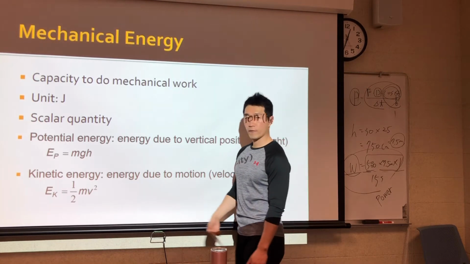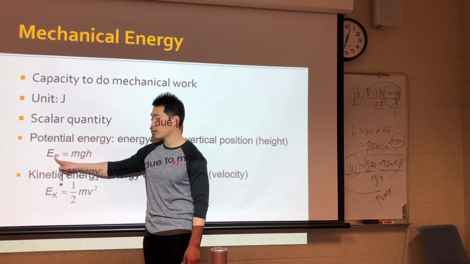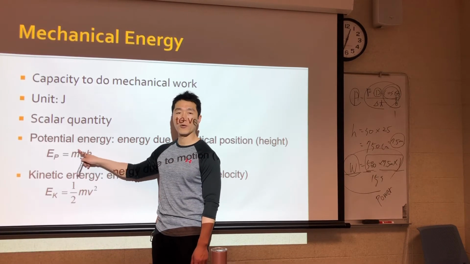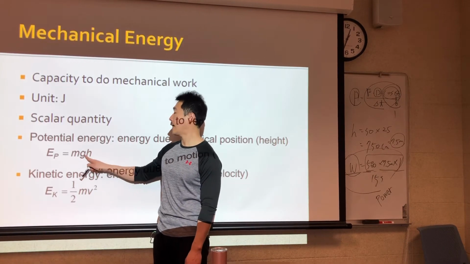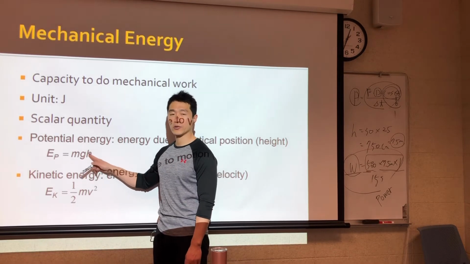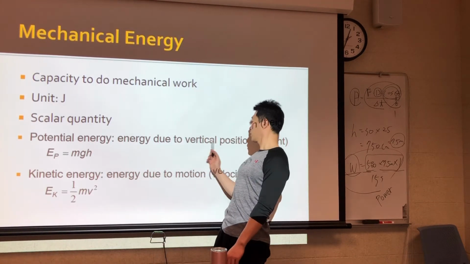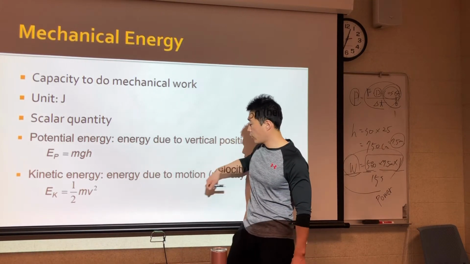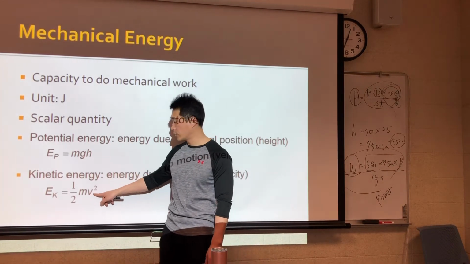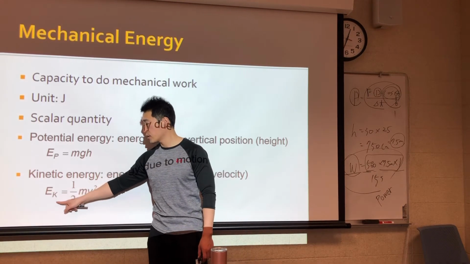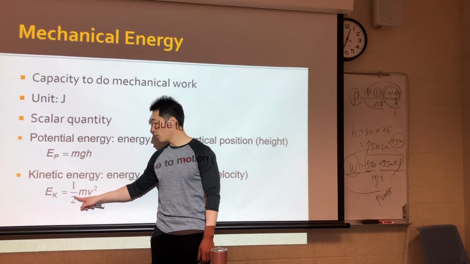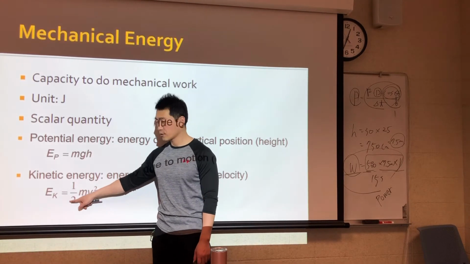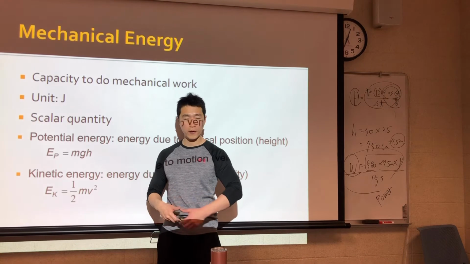So we can quantify potential energy. Here EP, potential energy, is equal to m times g, where g is 9.81, gravitational acceleration, times h, height. These are due to vertical position. And kinetic energy is due to motion, which is velocity. That's why all velocity components must be involved in this calculation. Here EK, kinetic energy, is equal to 1/2 times mass times velocity squared. This is the equation you can use to quantify kinetic energy.